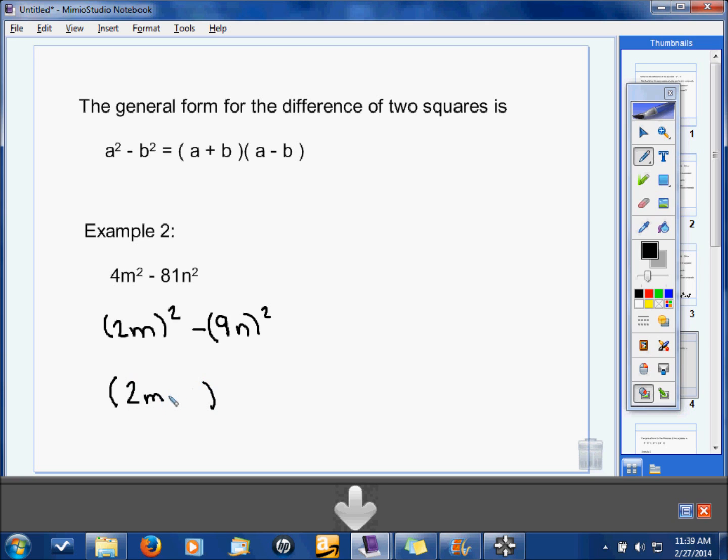So this becomes 2m plus 9n times 2m minus 9n. So that's the answer.